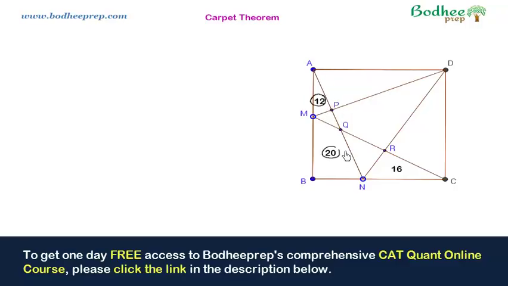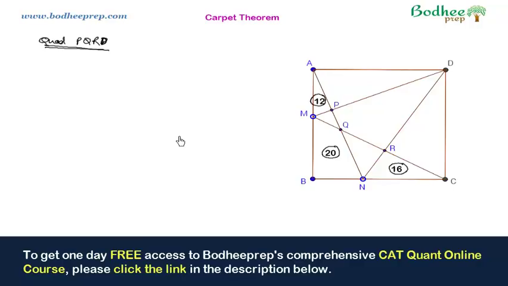This is the area, 20 is the area of the quadrilateral MQNB, and 16 is the area of the triangle CRN, right? So now the question is asking about finding the area of quadrilateral PQRD. This is our objective for this question, that we have to find the area of the quadrilateral PQRD, and nothing else is given. The only thing given is that ABCD is a square, and these are the three areas, right?